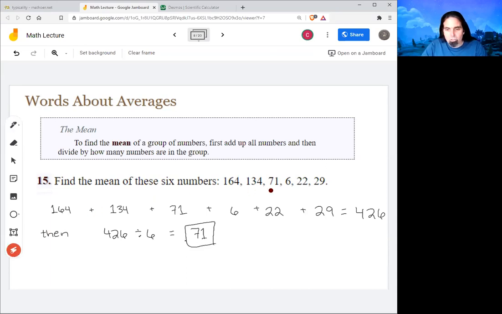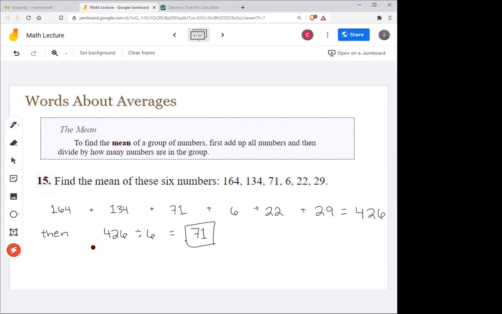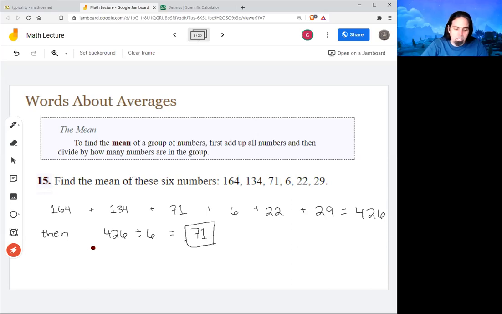Is your mean, is your average always going to be one of the numbers? No. No, that's just coincidence. And you can easily think of groups of numbers that don't, like the 2 numbers, 1 and 10. If you add them together, you get 11. 11 divided by 2 is 5.5. That's nice and in the middle, but it's not 1 and it's not 10.